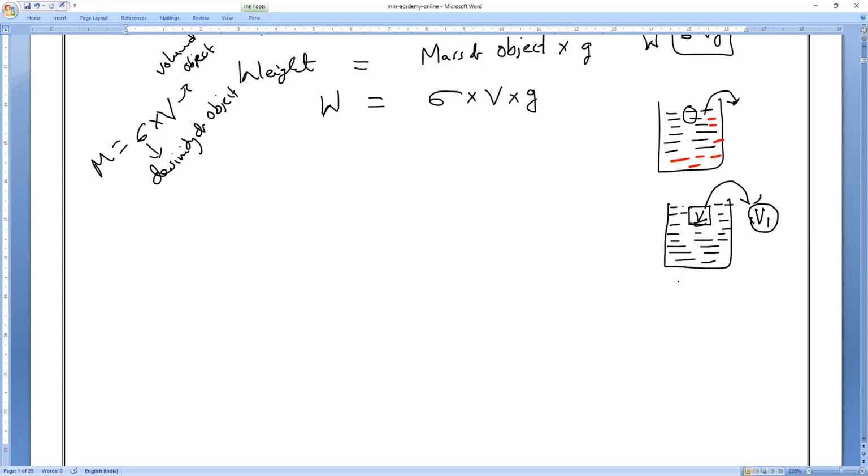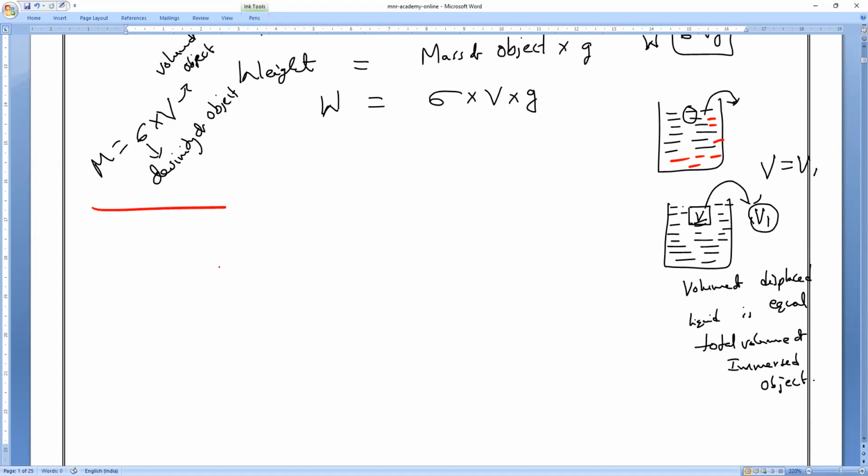Do you understand what I am saying? Whatever liquid you take, the volume of displaced liquid is equal to the total volume of the immersed object. Is it okay, guys? So can I say V is equal to V1? Everybody clear? That's all.